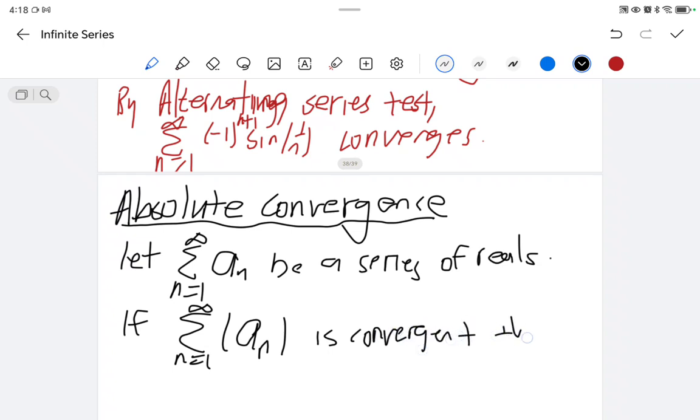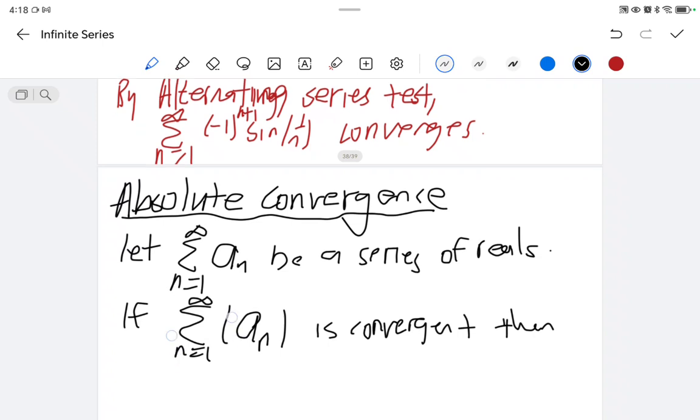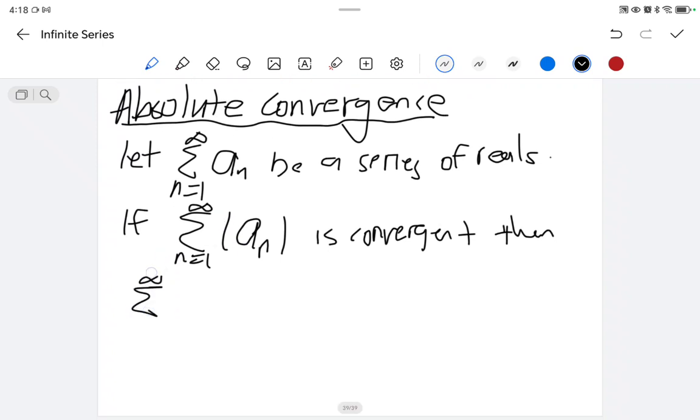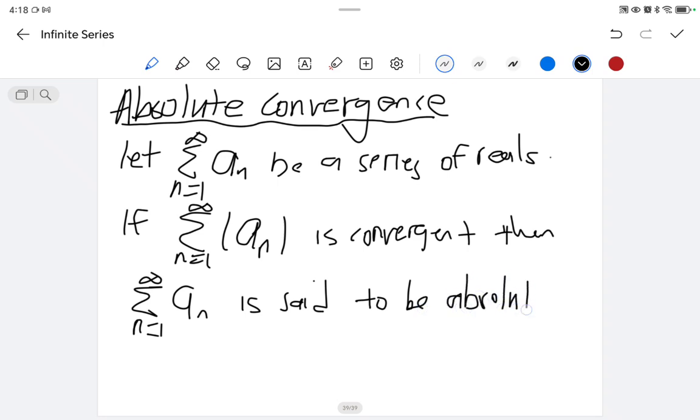and then also the series of a of n is said to be absolute convergent. You see, right? So it is said to be absolutely convergent. So this would be a simple scenario.